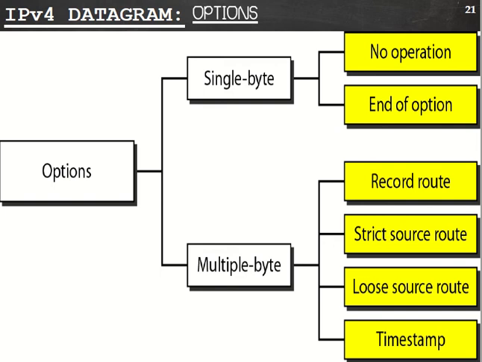So these are the 6 different types of option fields possible in an IPv4 datagram. Each has a specific task to be done. Depending upon the requirement, either the single byte options, that is no operation or end of option, or the multiple byte options, that is record route, strict source route, loose source route, or the timestamp option can be used.